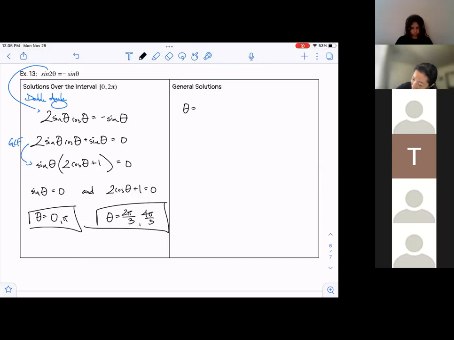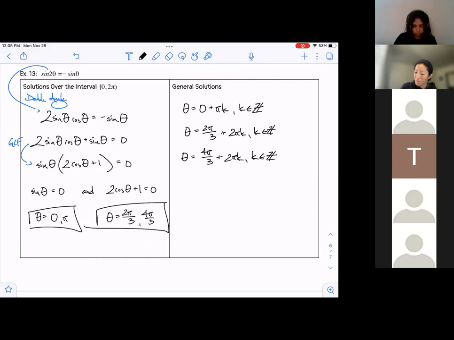We could say theta equals the smaller one, which is 0 plus pi k, where k is an integer. And then the other two, those don't form a straight line, so I think we can just say them separately. So 2 pi over 3 plus 2 pi k, where k is an integer, and then 4 pi over 3 plus 2 pi k, where k is an integer. All right. So a little bit of a different flavor. But I think, again, the key is which identities might be useful and being able to recognize, oh, sine 2 theta is a double angle identity, okay?